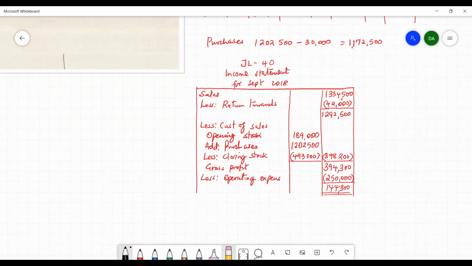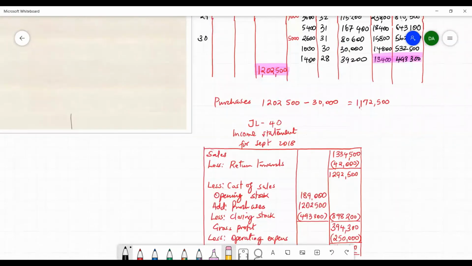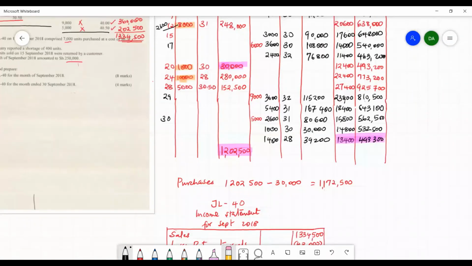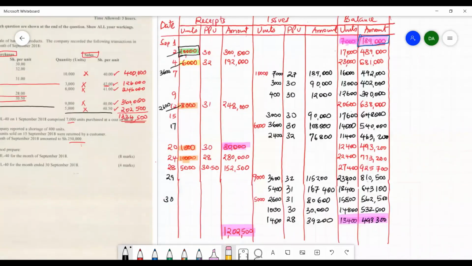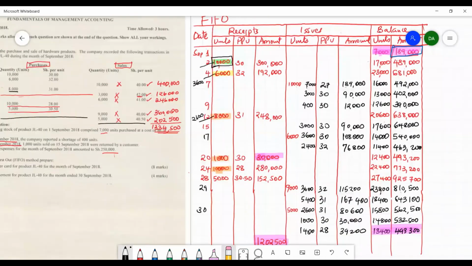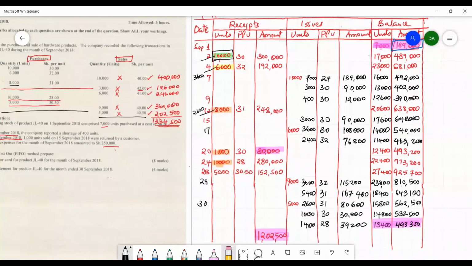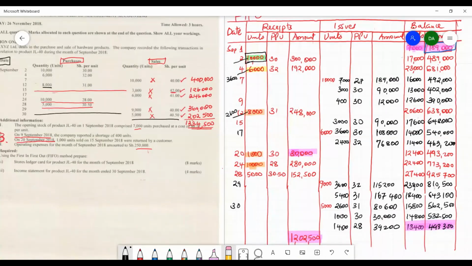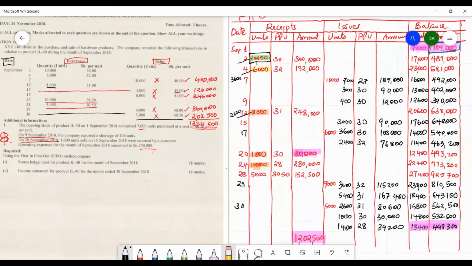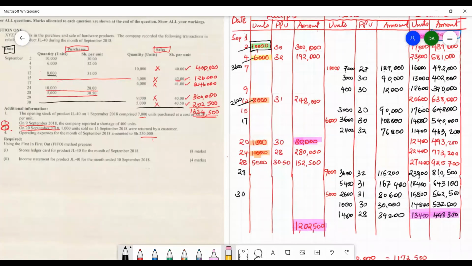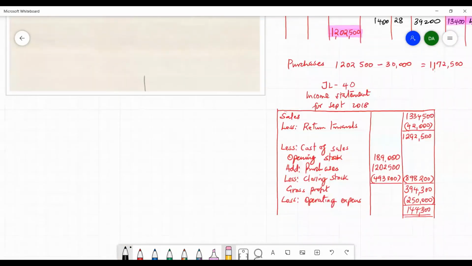And that is the income statement. This income statement has been constructed directly from the stores ledger card, which we have prepared using the FIFO method. So this question has a dimension of letting us know how to prepare a stores ledger card, as well as combining it with the concept of preparation of the income statement or the statement of profit or loss, which you can see that we have been able to prepare.